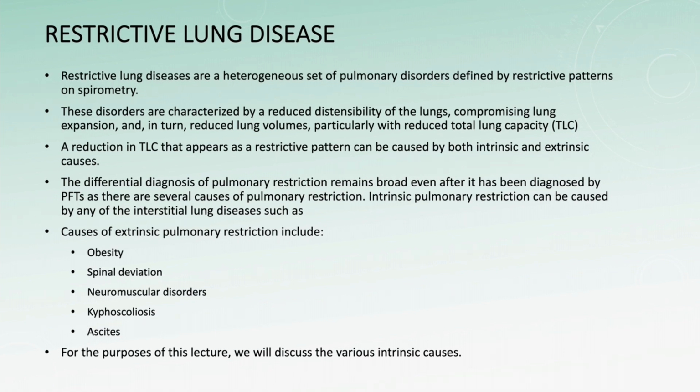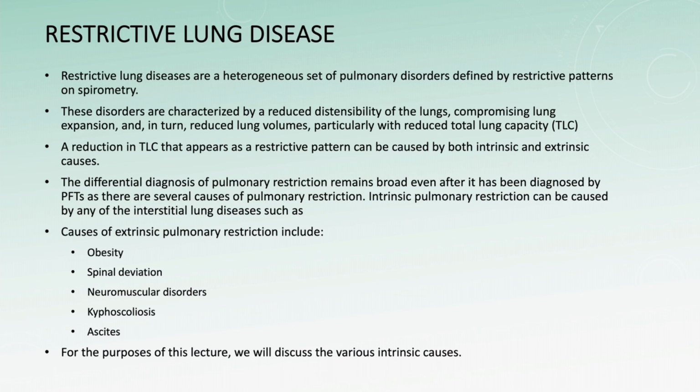It can be caused by any of the interstitial lung diseases. And so some of the causes, like we mentioned, of extrinsic pulmonary restriction are going to be things that we talked about: kyphoscoliosis, neuromuscular disorders, spinal deviation. Obesity is a big one as well. Obesity, the extra fat and pressure on the lungs, makes it hard for the lungs to expand to their full capacity. And also ascites.